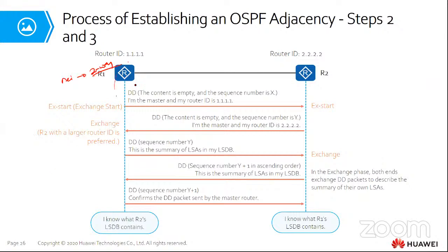In the exstart state, your neighbor sends a database descriptor assuming he's the master. Each router assumes it is the master at the beginning. This one is also assuming it is the master. But ultimately, we need only one master and we need only one slave. The question becomes, how do we choose who is the master?